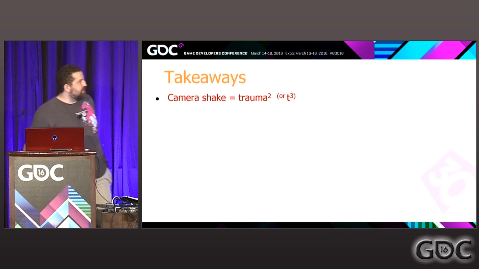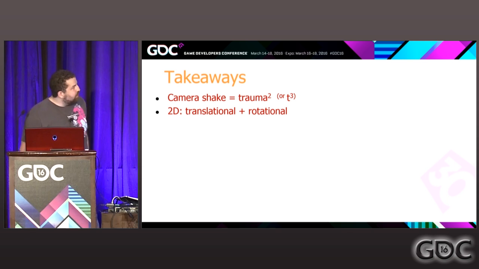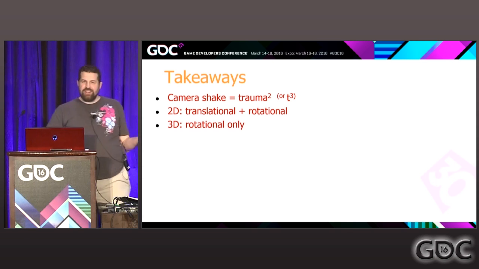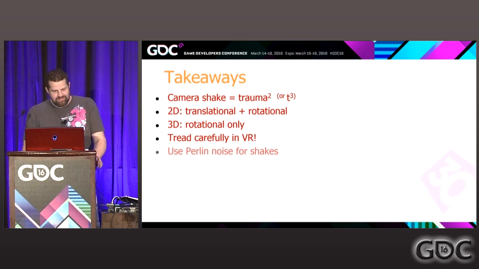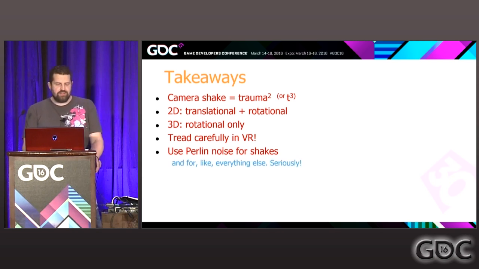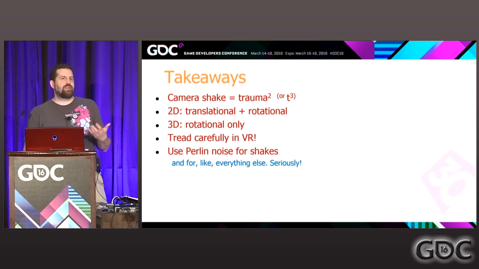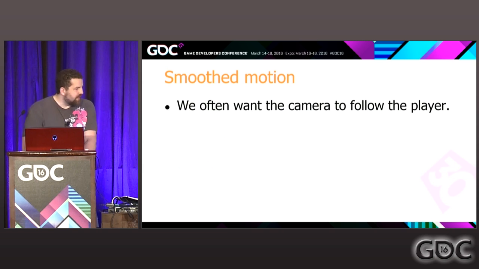All right, so a couple takeaways from that section. Camera shake is not proportional to trauma. I would like to keep them separate, and I like to have camera shake be exponential. In 2D, we like both translational and rotational. In 3D, we want to avoid translational and tread very carefully in VR. Also prefer some sort of noise formula to just random. And by the way, you want Perlin Noise in your engine and in your math toolkit mentally anyway, because it's badass.